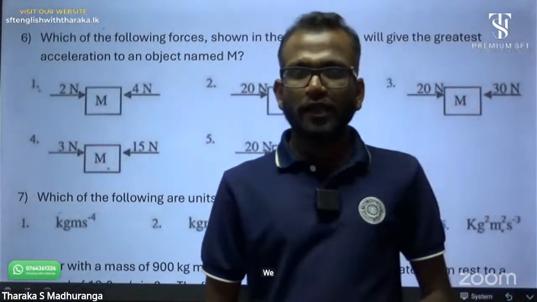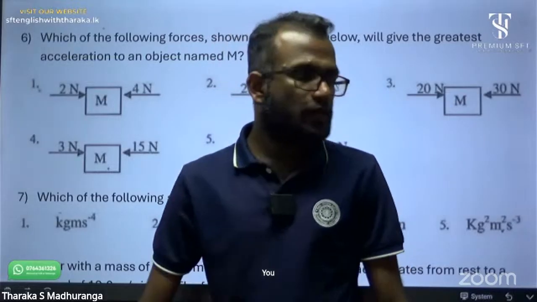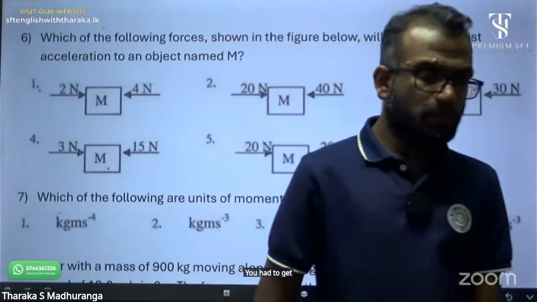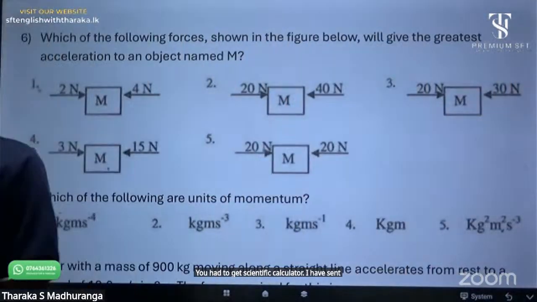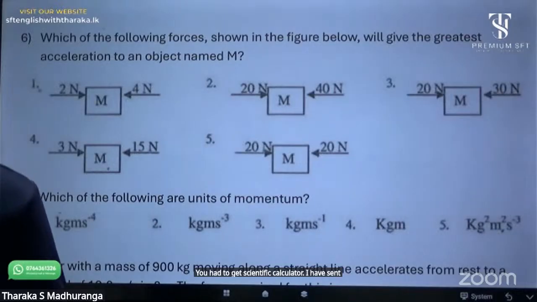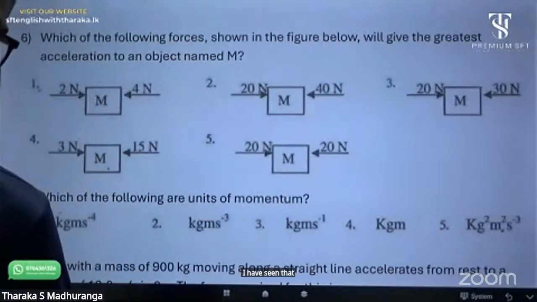We have to buy scientific calculator, right? Yes. You have to get scientific calculator. I will send all my exam accepted models into the group. I think I have sent, I'll forward it again.